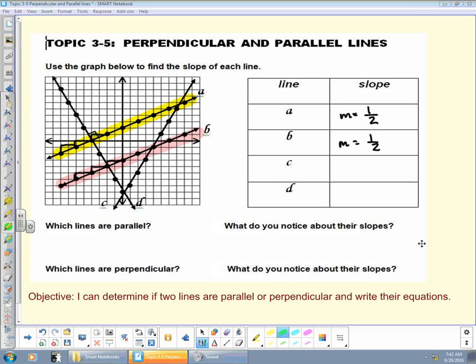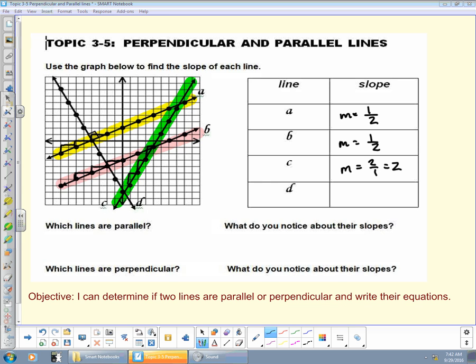Here is line C. And again, I'm going to do the stair step. So up 2, right 1, up 2, right 1, up 2, right 1. And so M equals 2/1, which is just 2.